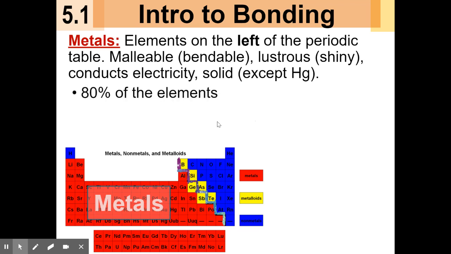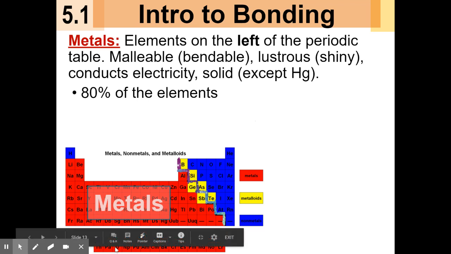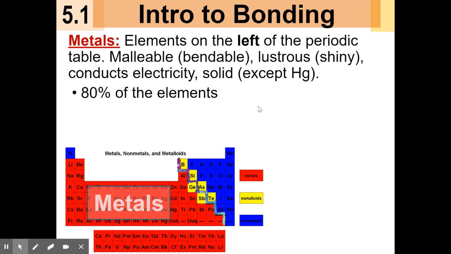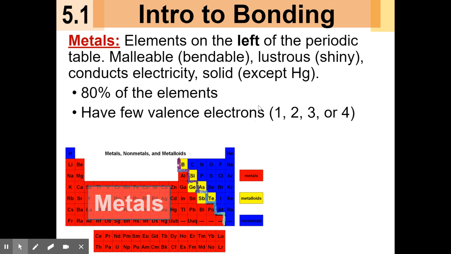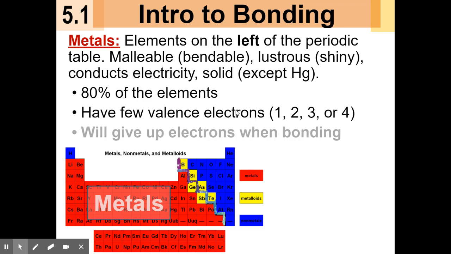Now, 80% of the elements that exist are metals, including all those elements on the bottom of the periodic table that we never really talk about. They're all metals. And what these metals have in common is that they have very few valence electrons. They have very few outermost electrons. So for them, the easiest way to get 8 electrons in their outermost energy level is to get rid of electrons. These elements all give up electrons when they bond in order to get 8 outermost electrons.